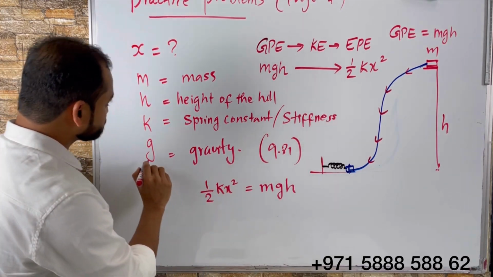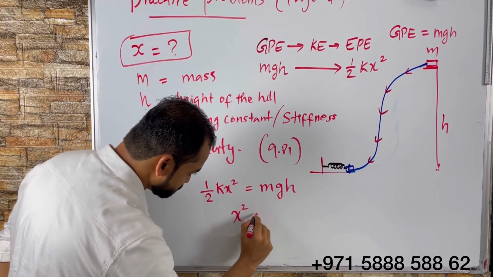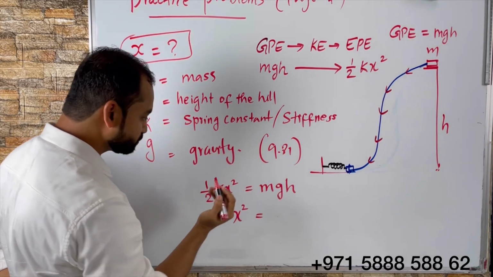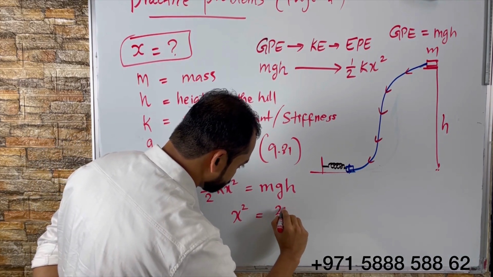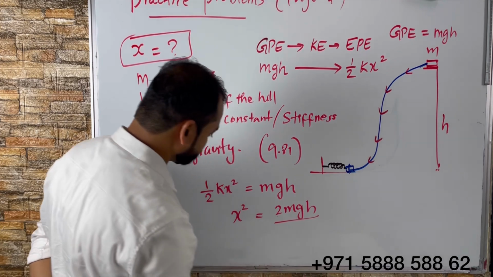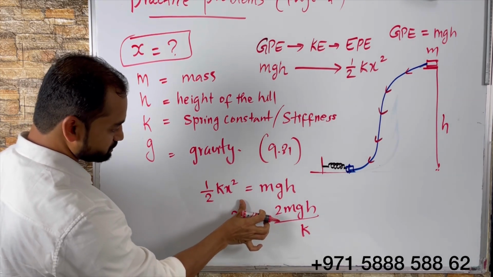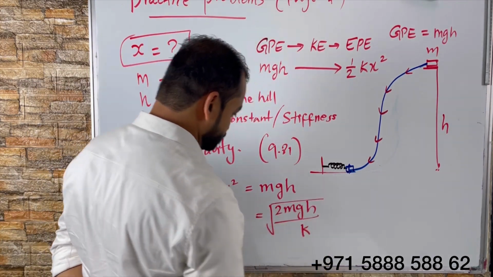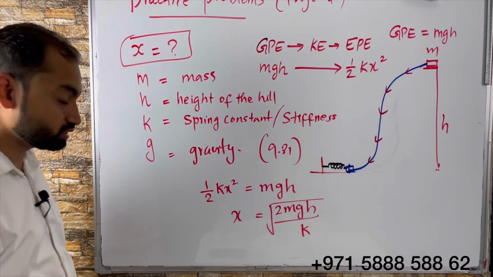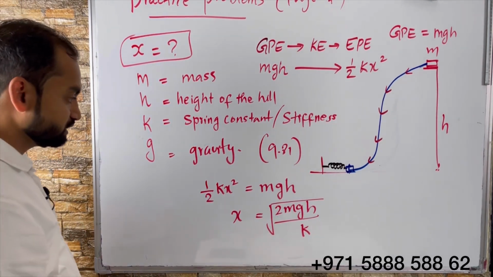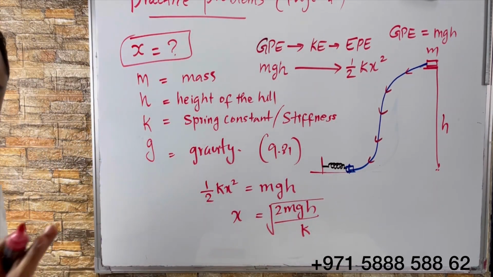So now we need an equation for x. x squared is equal to 2 mgh divided by k, as the 2 and k cross the bridge. But we need x, not x squared, so x is equal to the square root of that. So we got a formula for the compression of the spring in terms of m, g, h and k. So done.